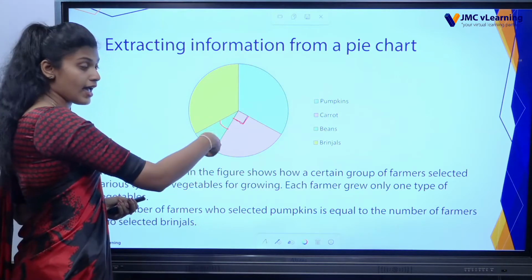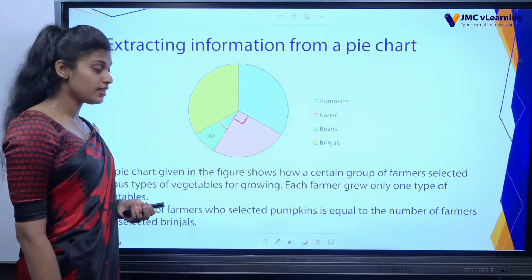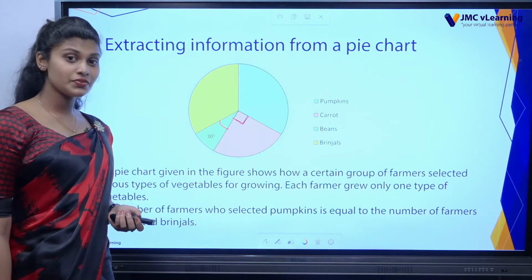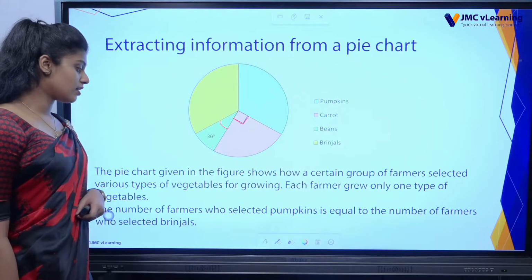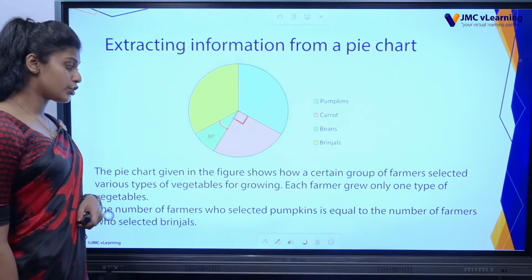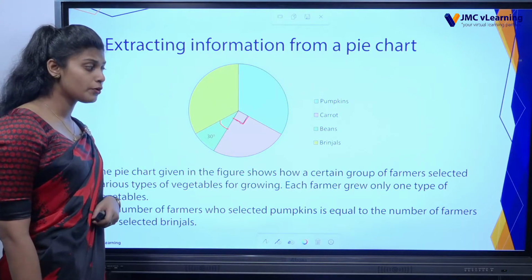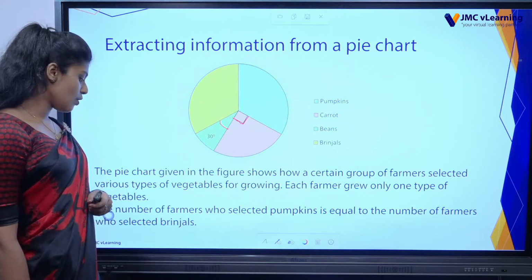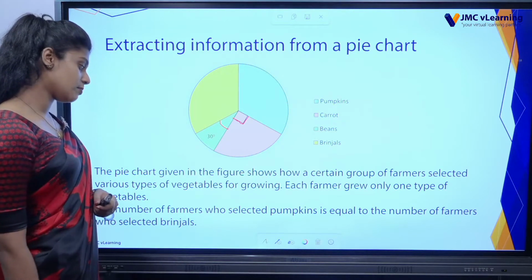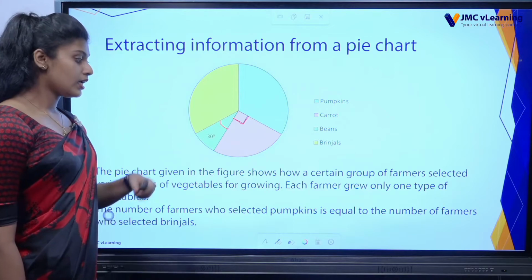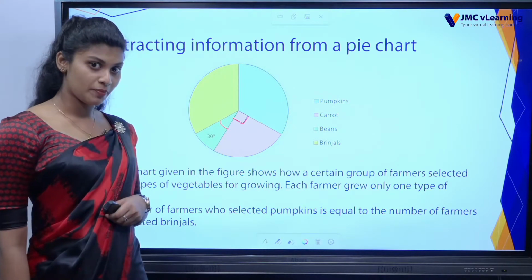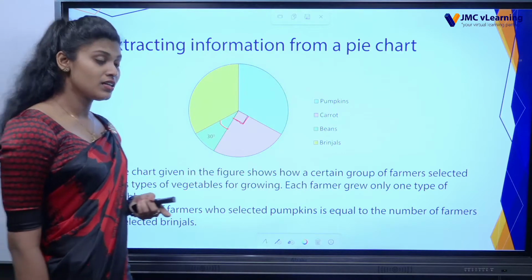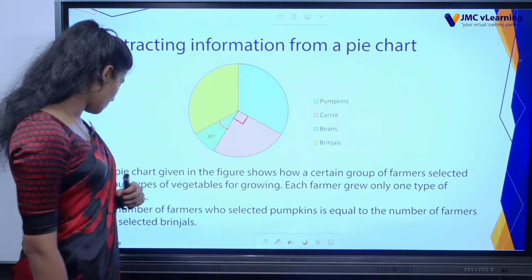That means this angle is 90 degrees. Okay, now let's read the question. The pie chart given in the figure shows how a certain group of farmers selected various types of vegetables for growing. Each farmer grew only one type of vegetable. That means one farmer is growing only one vegetable.